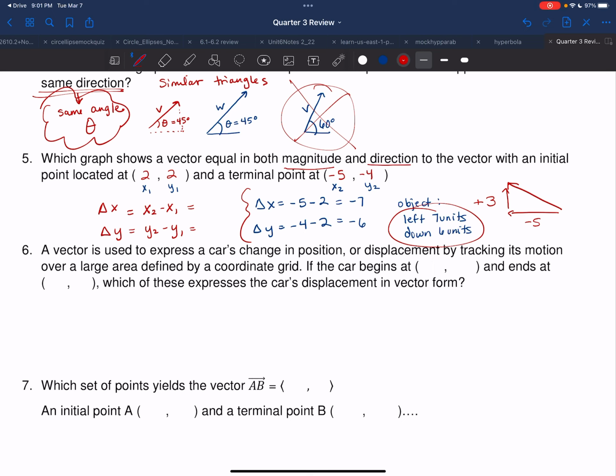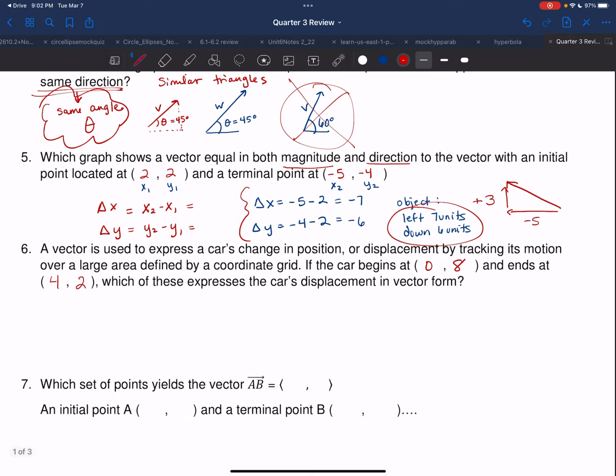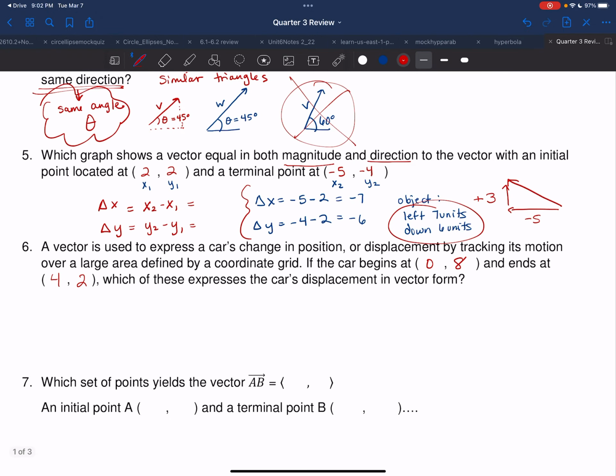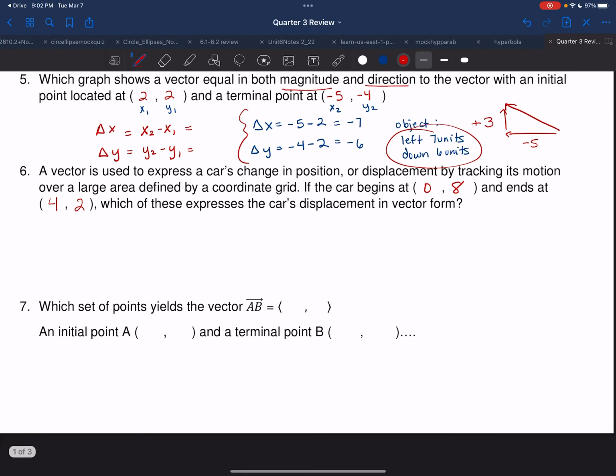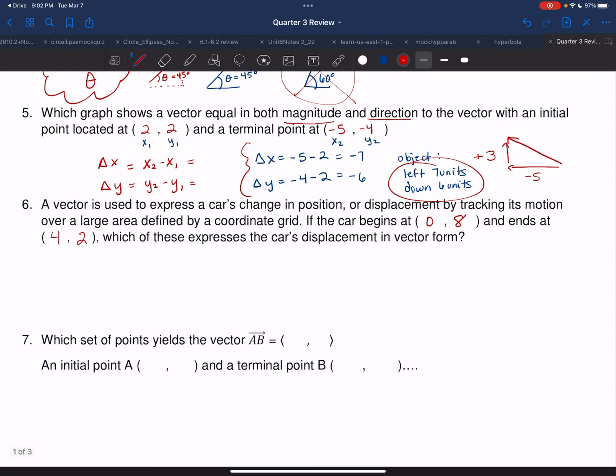Okay, number 6. Let me go ahead and put the numbers in. 0, 8 and 4, 2. So again, pause these and see if you can do this. A vector is used to express a car's change in position or displacement by tracking its motion over a large area defined by a coordinate grid. The car begins at 0, 8 and ends at 4, 2. Which of these expresses the car's displacement in vector form?